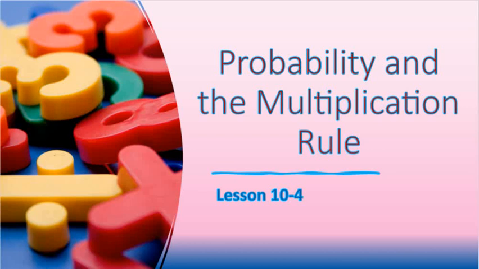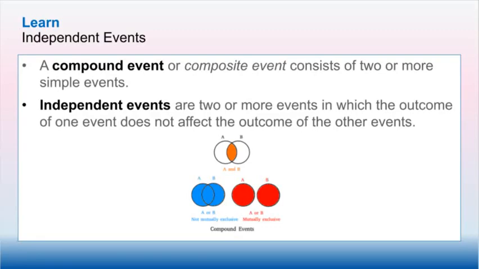Lesson 10-4, probability and the multiplication rule. A compound event or a composite event consists of two or more simple events. Independent events are two or more events in which the outcome of one event does not affect the outcome of the other event. So independent, think of two separate events, they don't impact each other.